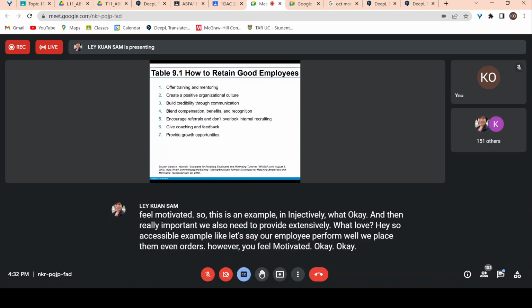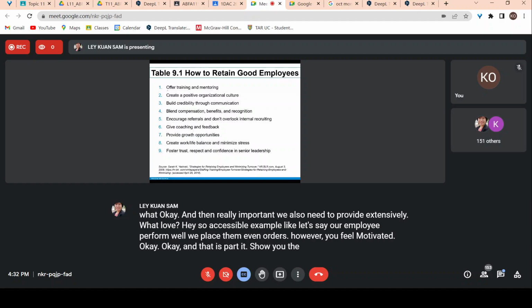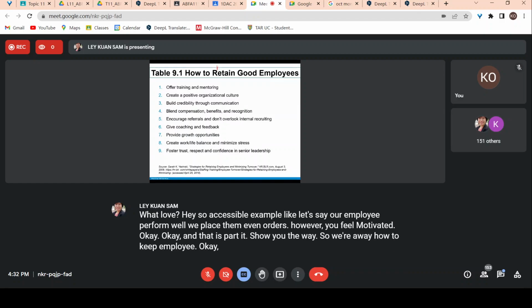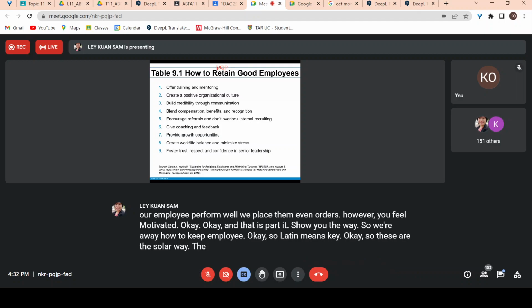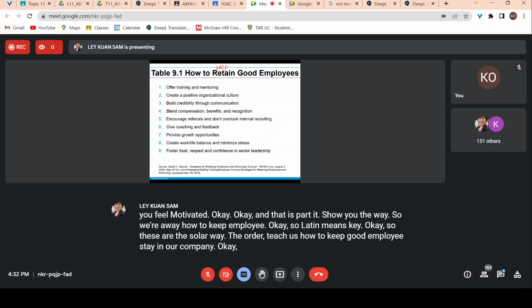Then this part shows you several ways to keep employees. Retain means keep. So these are the several ways the author teaches us to keep good employees staying in our company. Any question on this part?